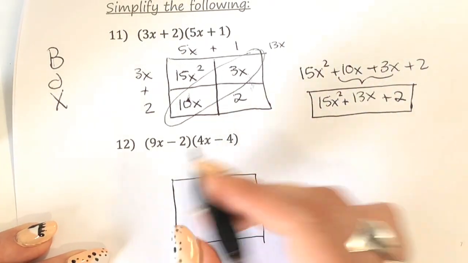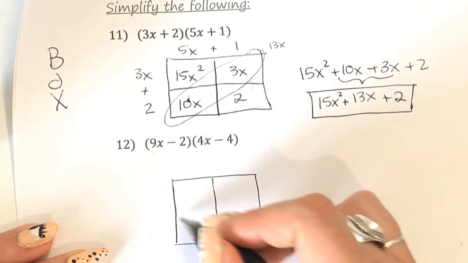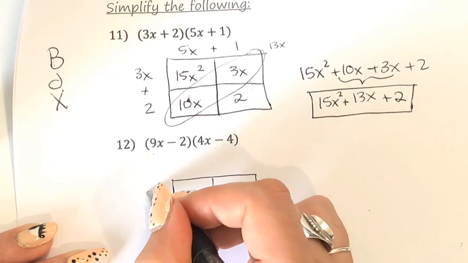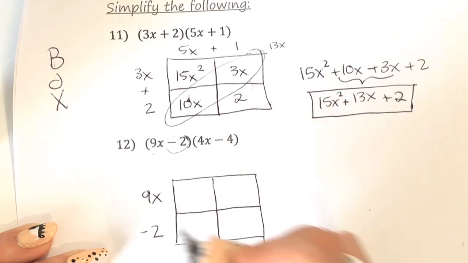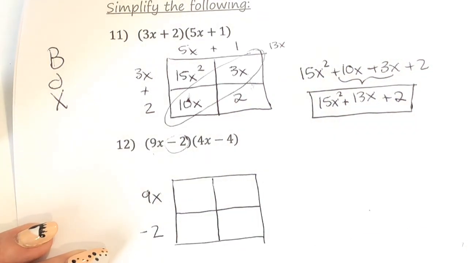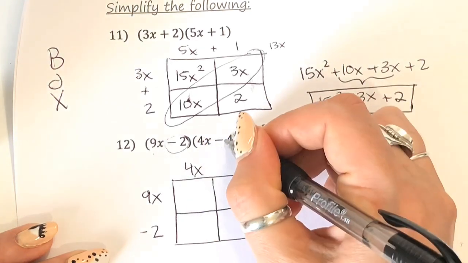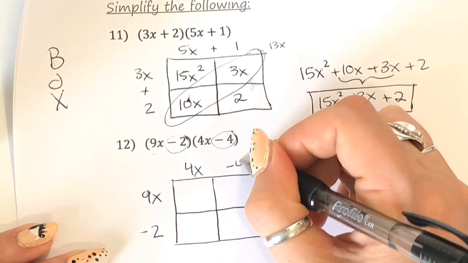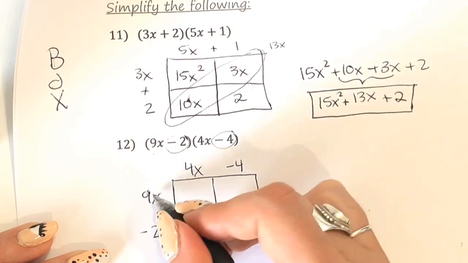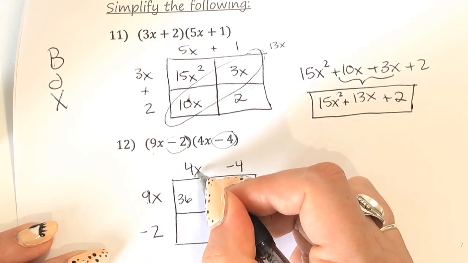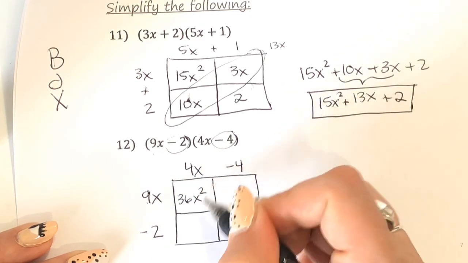So I have 2 by 2 again. So I'm going to do the 9x and then make sure to keep those negatives with it. That negative needs to go with that 2. And then we have 4x, and then again a negative 4, bring that minus with. And then times column to row, 4 times 9 is 36, x times x is x squared.